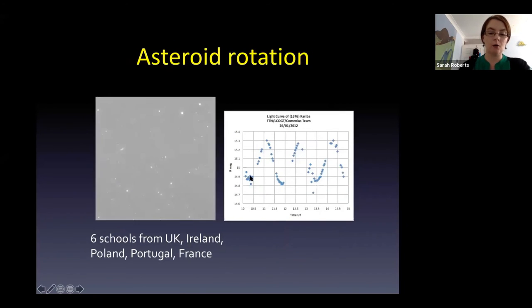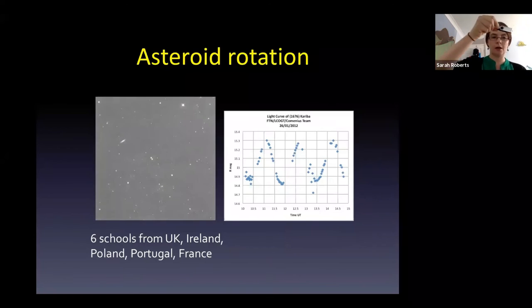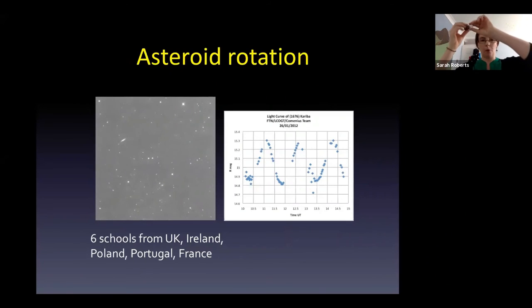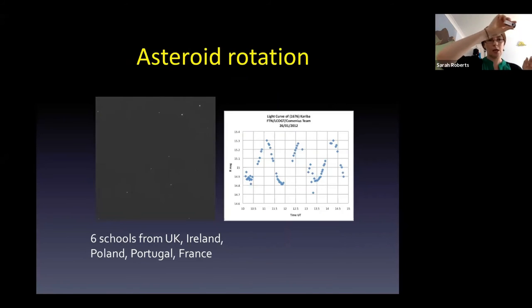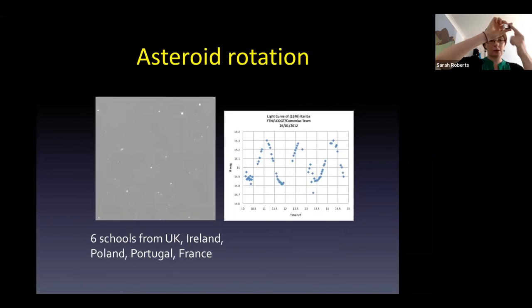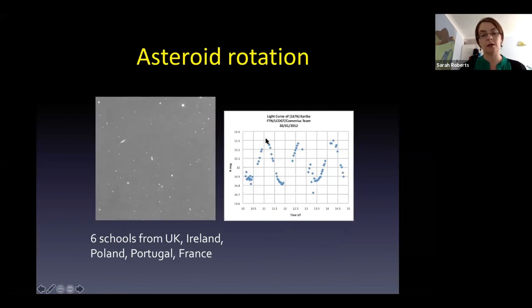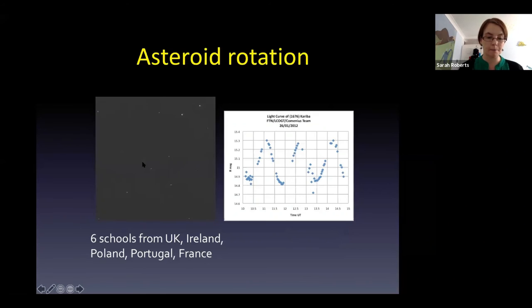We can look at how asteroids tumble in space, because asteroids don't just move across the sky like that. This is my prop. They actually rotate, or they tumble as they move across space. You can see this USB stick is reflecting different amounts of light. Asteroids do as well. So you can see them getting fainter and brighter and fainter and brighter as they move across. This is the target asteroid here.